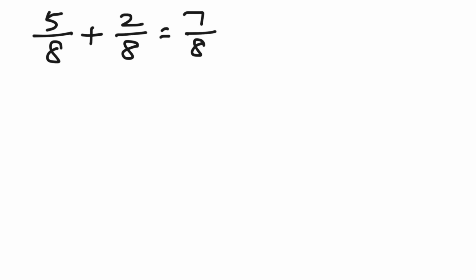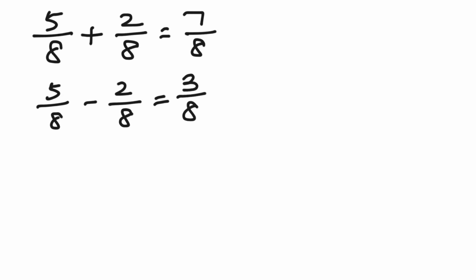For subtraction, 5 over 8 minus 2 over 8 equals 3 over 8. The same situation, with the same denominator, we simply take the 5 minus 2, and that equals 3. So we have 3 over 8.